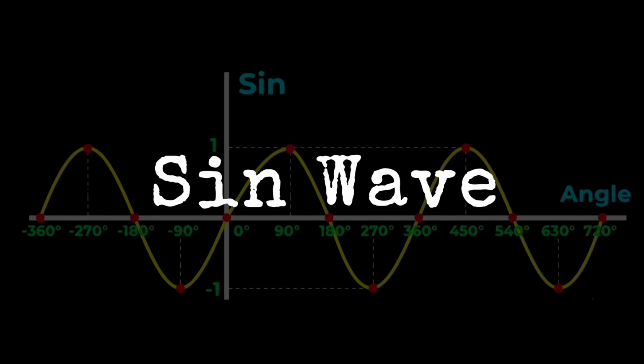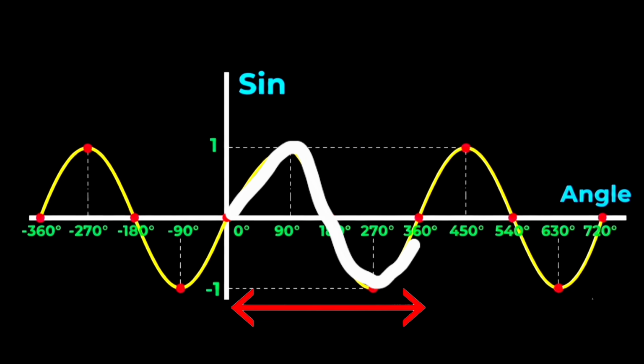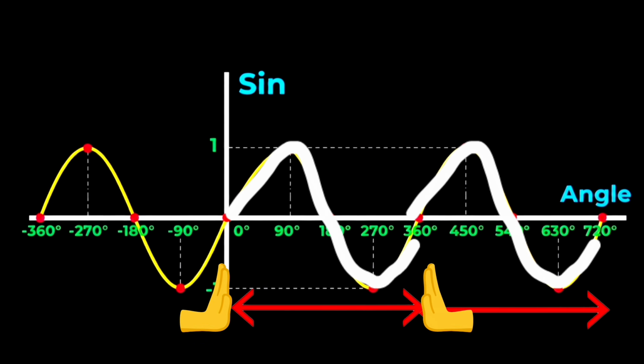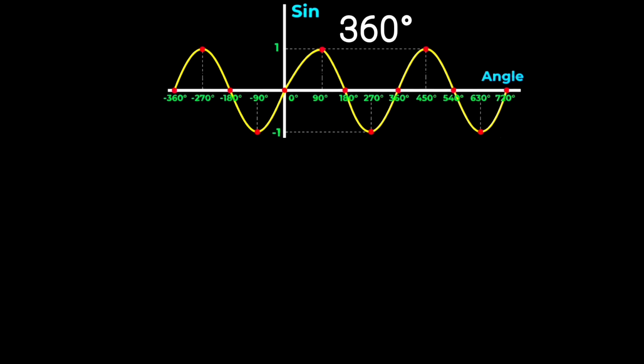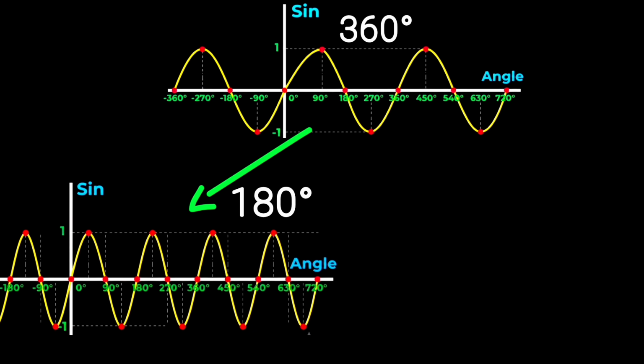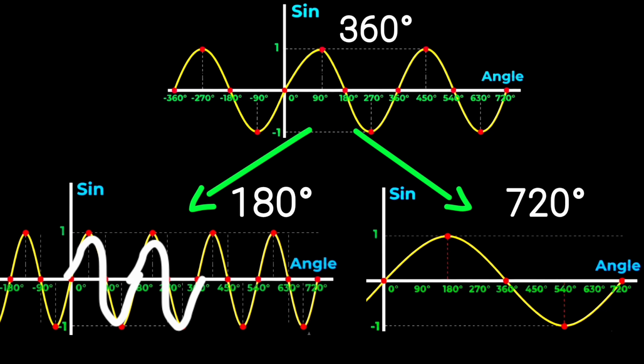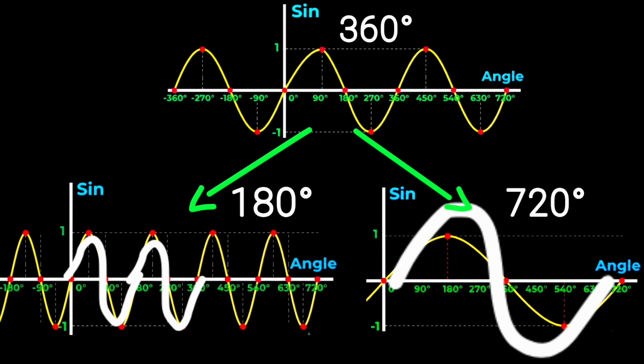One complete sine wave needs 360 degrees to repeat. That distance is called the period. If the period becomes 180 degrees, the wave repeats twice as fast. If the period becomes 720 degrees, the wave stretches to double its original length.